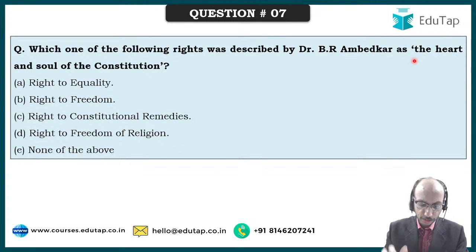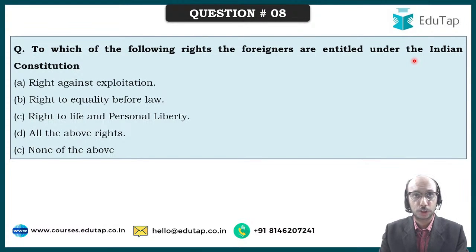So seventh question ka answer is coming A and C, right? Robin is saying C, Pallavi is saying A, Nadeem is saying C. So there is a lot of confusion on the seventh question ka answer. Moving ahead to the eighth question. To which of the following rights are foreigners entitled under the Indian Constitution? There should be a question mark which is missing. I'm sorry about that.